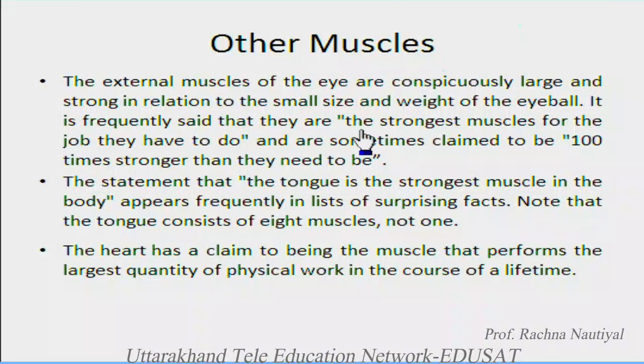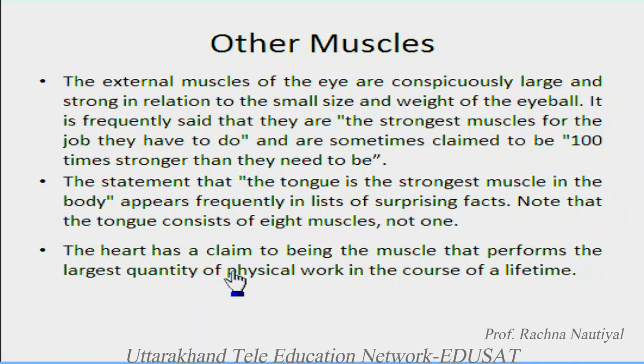Then other muscles. The external muscles of the eye are conspicuously large and strong in relation to their small size. Eyes are very small in the body, but consider the weight of the eyeball. It is frequently said that they are the strongest muscles for the job they have to do, and are sometimes claimed to be 100 times stronger than they need to be.